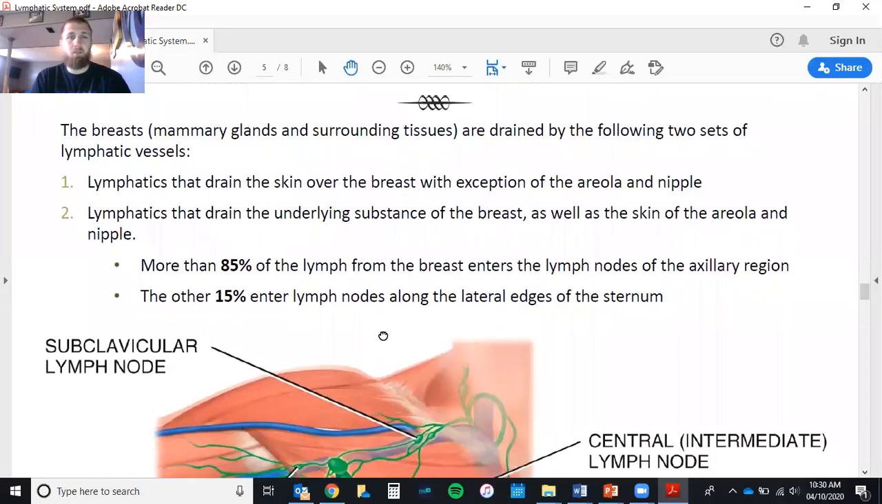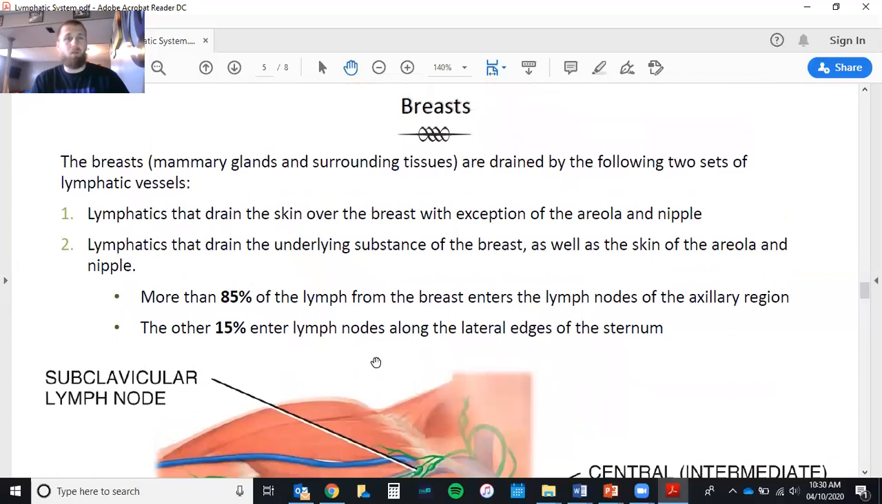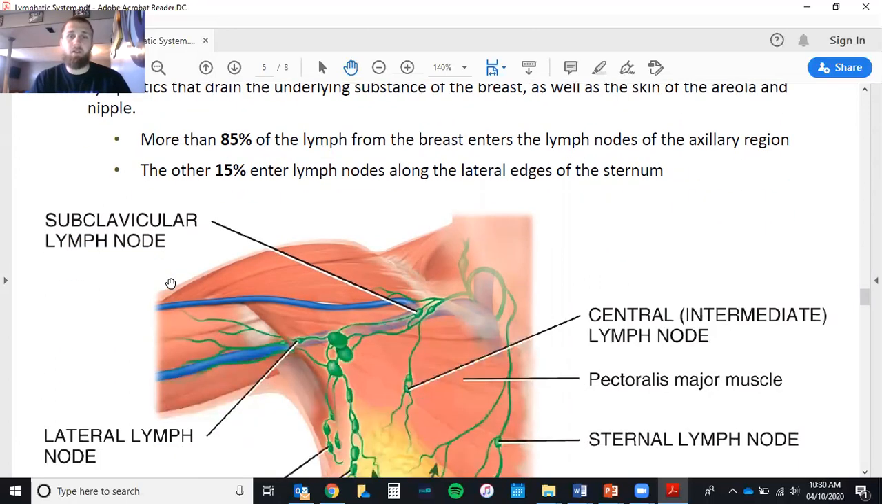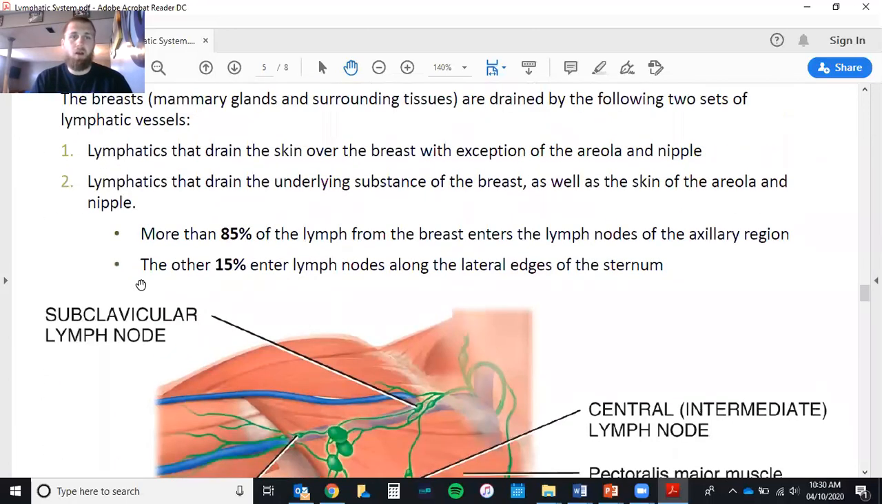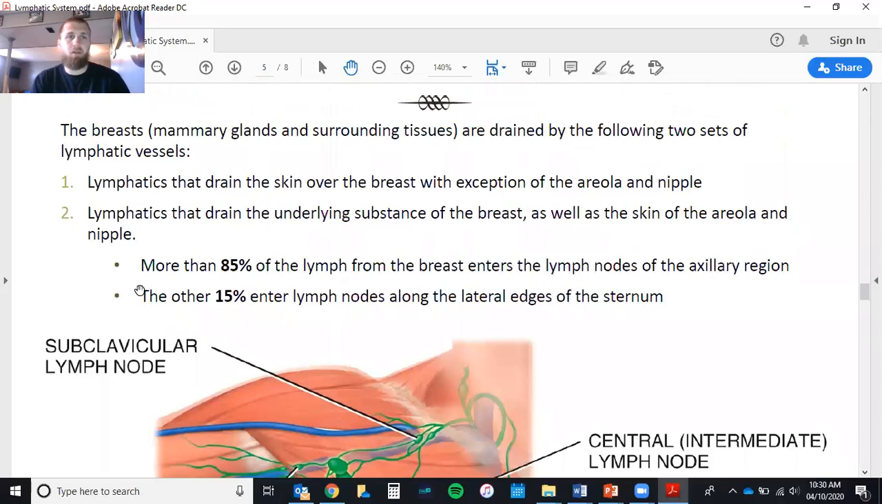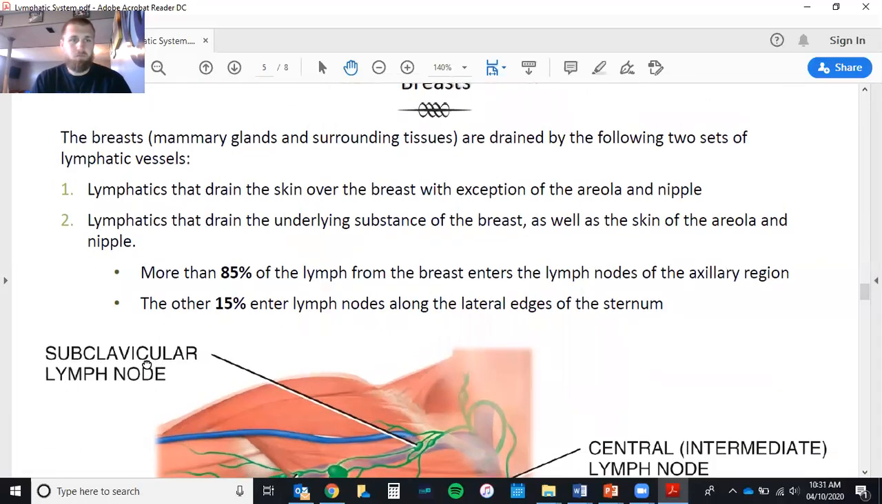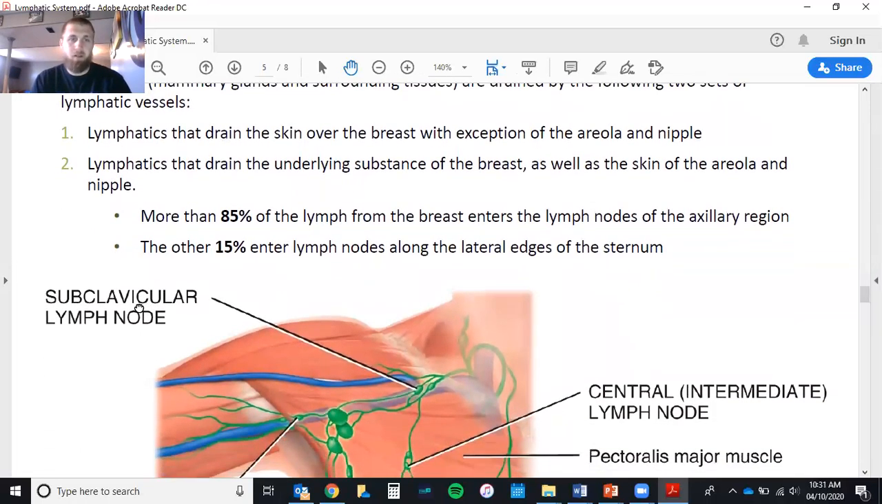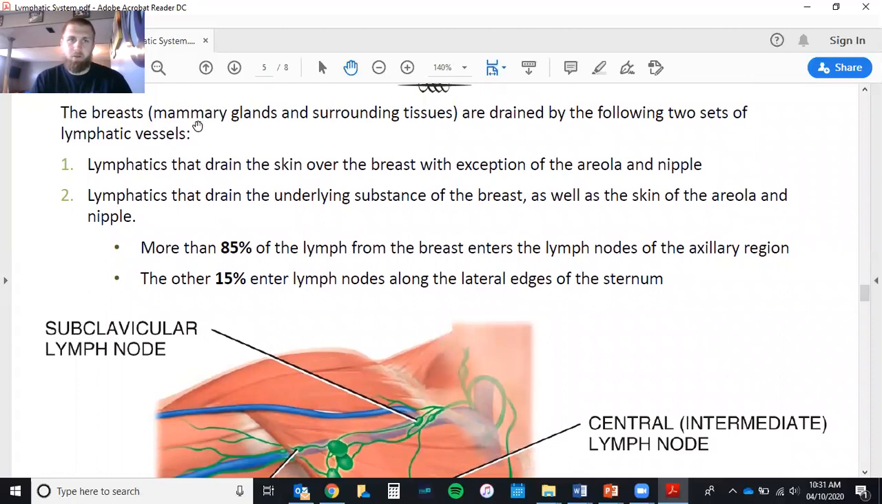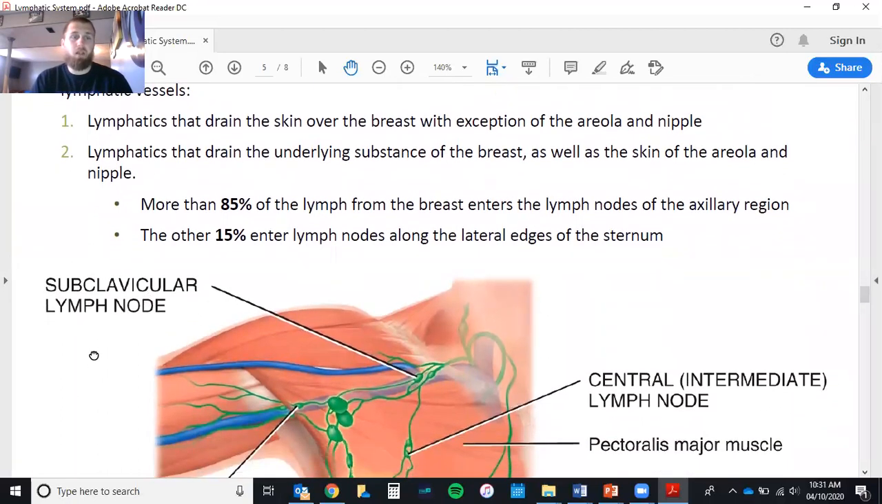First, let's talk about the breasts, which are not themselves a lymphatic organ, but they have a pretty significant amount of lymphatic vessels and lymph nodes associated with them. And so I wanted to talk about the correlation between those structures. There are two sets of lymphatic vessels that drain the breast tissue, both mammary glands in females and the surrounding tissue. Now, to say that men don't have these would not be the case. Just because we don't have mammary glands doesn't mean we don't have lymphatic vessels draining our breasts, because we do have breasts.